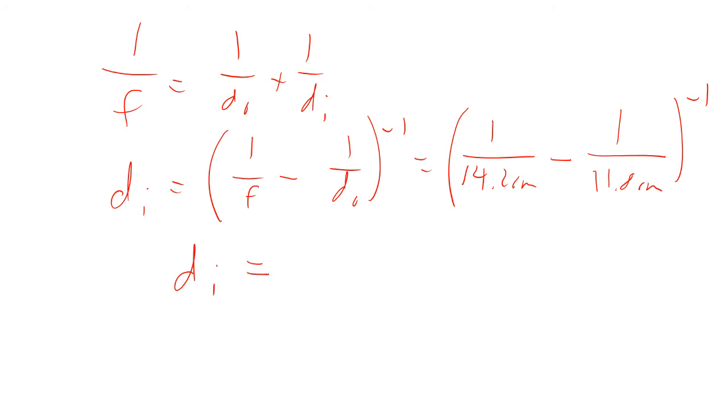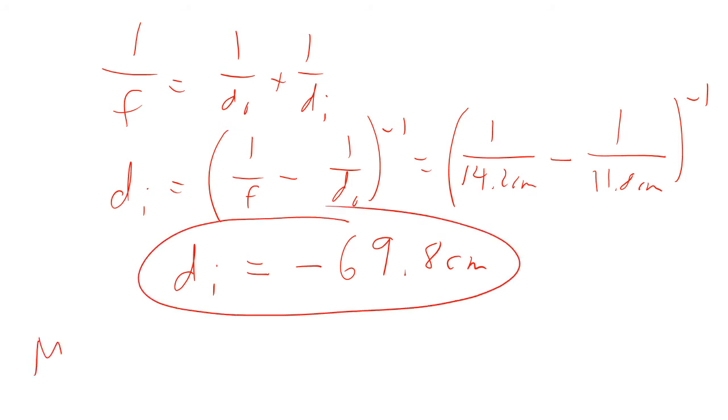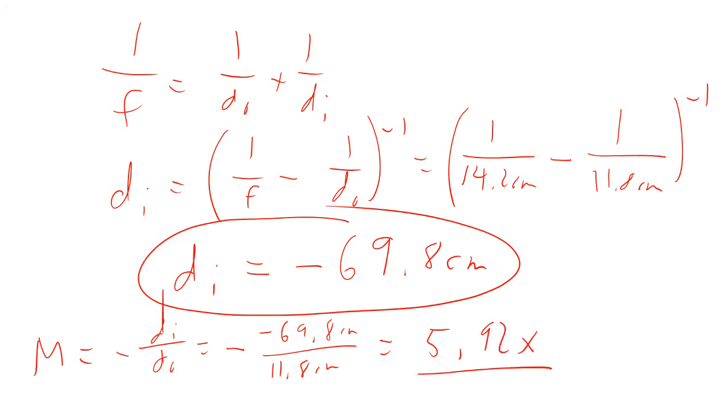So di is now going to be a negative 69.8 centimeters. So that's behind the mirror. The magnification is, if you remember, minus di over do. So that's going to be minus a negative 69.8 centimeters divided by 11.8 centimeters. So that's going to be 5.92 positive. So the magnification is positive. So it means it's almost 6 times bigger than it originally was.